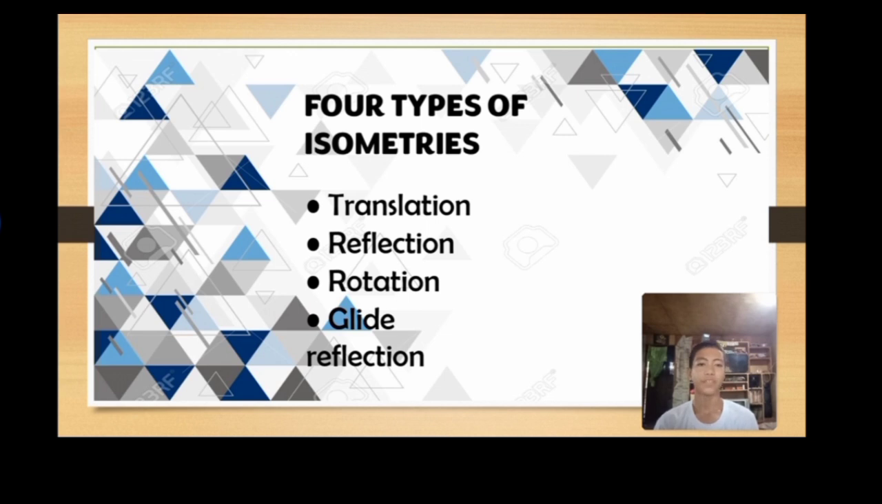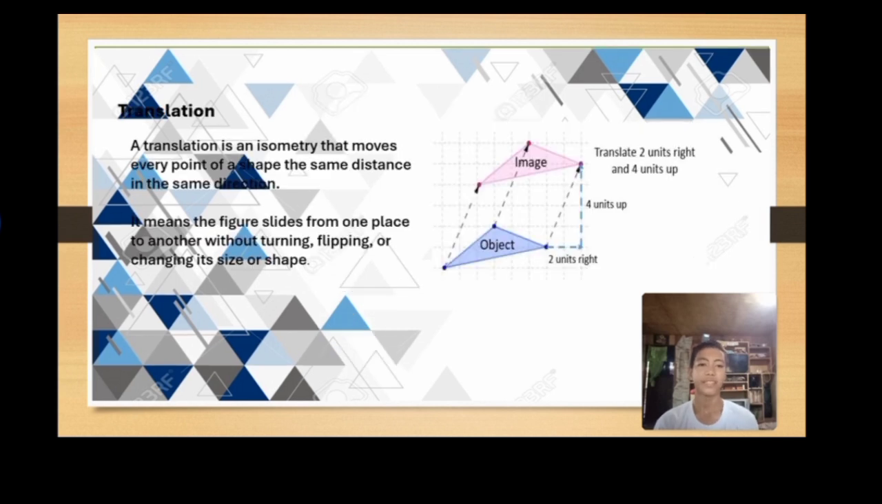Four types of isometries: translation, reflection, rotation, and glide reflection. Translation. A translation is an isometry that moves every point of a shape the same distance in the same direction. It means the figure is slid from one place to another without turning, flipping, or changing its size or shape.